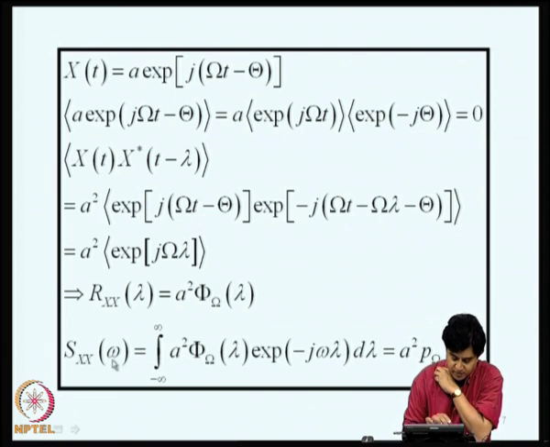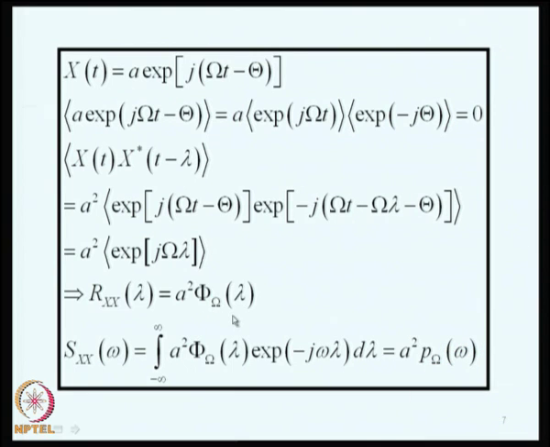Now, the Fourier transform of this, that is Sxx of omega, will be the Fourier transform of this function. Since this is proportional to the characteristic function of capital omega, the Fourier transform of this will be the probability density function. So, that is what we were asked to show: the autocorrelation function is proportional to the characteristic function of omega, and the power spectral density function is proportional to the probability density function of omega. We will return to a similar problem slightly later and make some more observations on this solution.